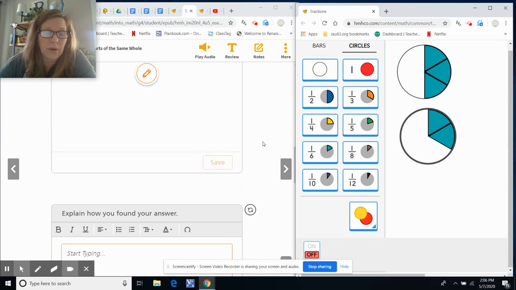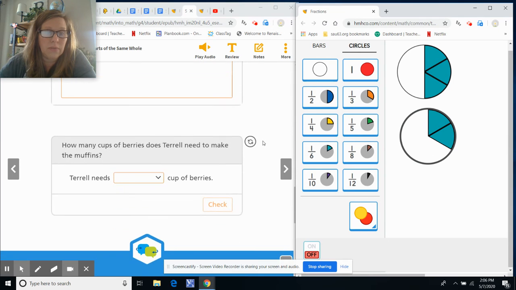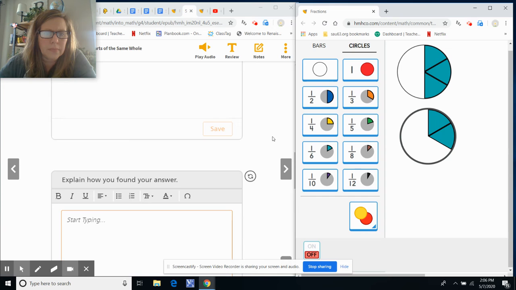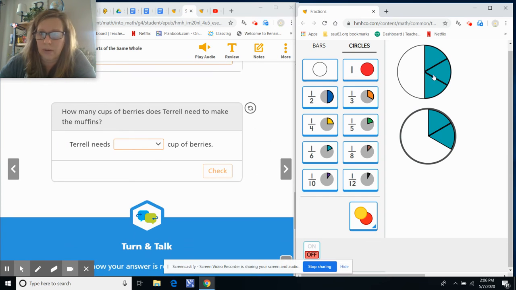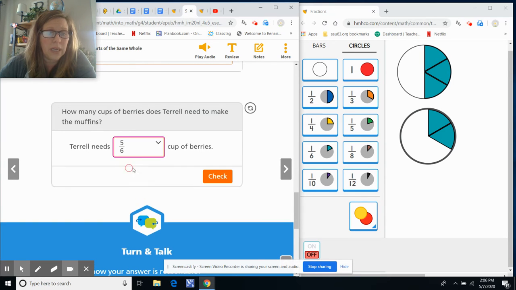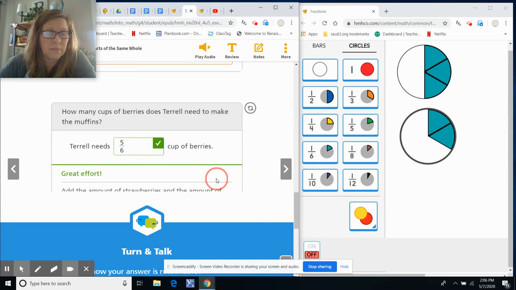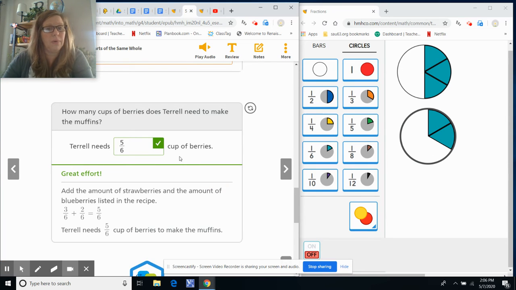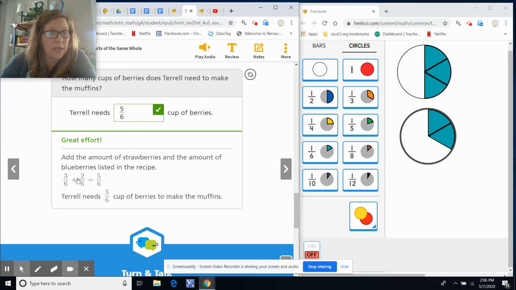Okay, so let's go down here. Instead of doing that, I did it over here. So it says, how many cups of berries does Tyrell need to make those muffins? Well, let's look for our fraction. Not 2/6, not 3/6. When you put all those together, you're going to get a total of 5/6. 5/6 cup of berries. So you added the 3/6 plus the 2/6, and you get 5/6.